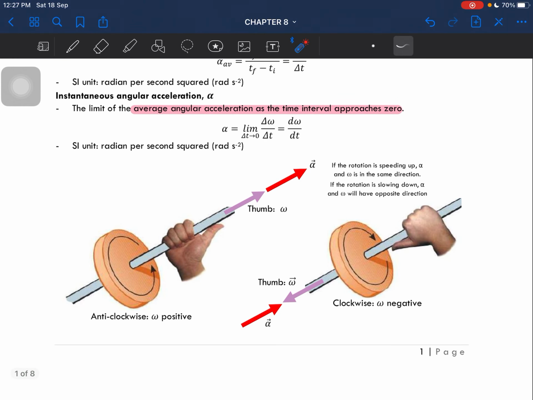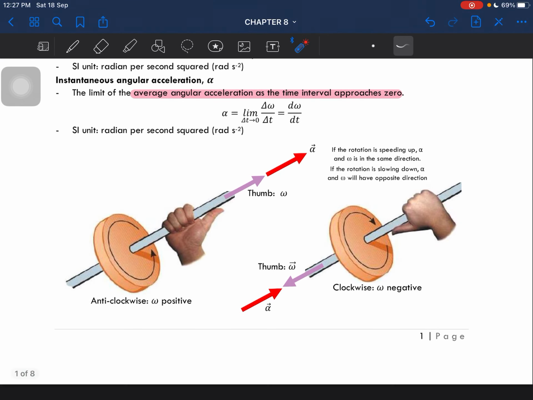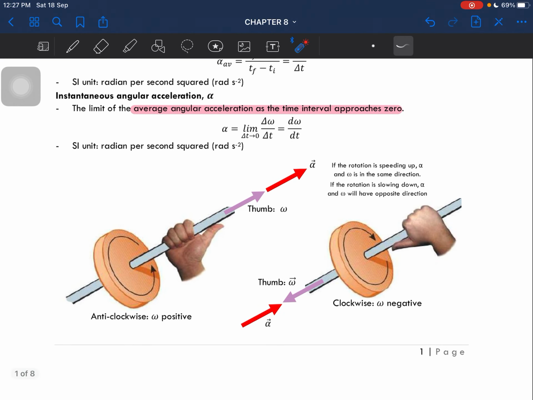Right, so how do we determine the direction, whether it is positive or negative? If we have an anti-clockwise direction, our thumb is pointing up, meaning that the angular velocity is positive. But if we have a clockwise angular velocity, it means that the angular velocity is negative, because our thumb is pointing down, so negative.